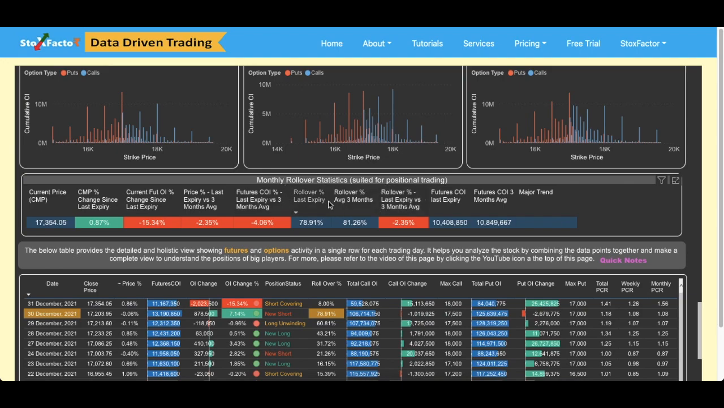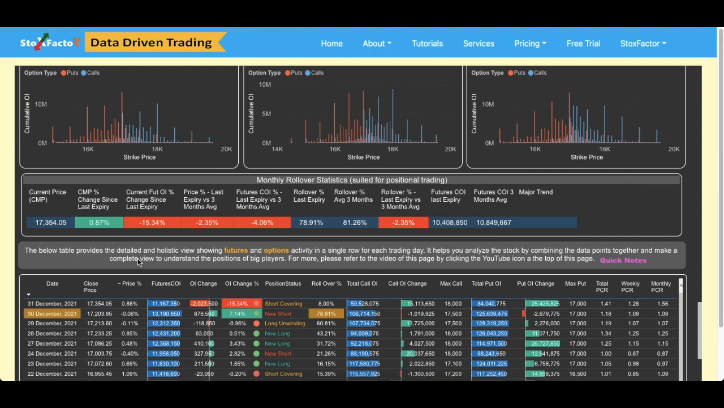So these monthly rollover statistics are being calculated based on rollover cumulative open interest only. So need not worry. This is automatically based on that calculation only. So whenever you are analyzing this data, this analysis is already based on rollover cumulative open interest.